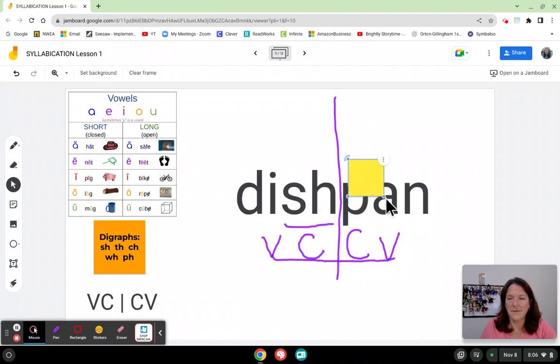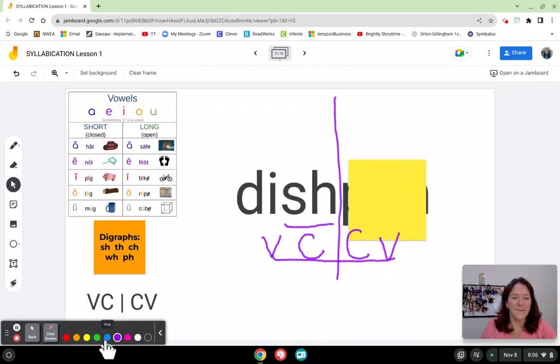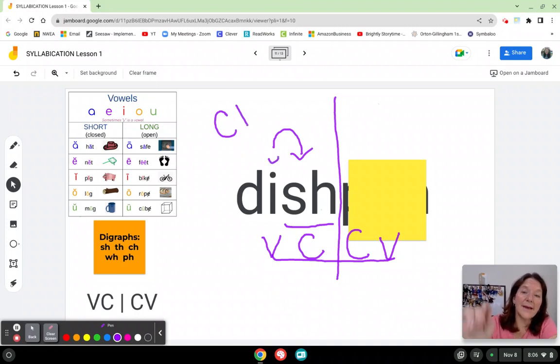Let me cover this up. All right, let's go back. Now I can see after my vowel, I have a consonant. So it is closed. It makes a short I.